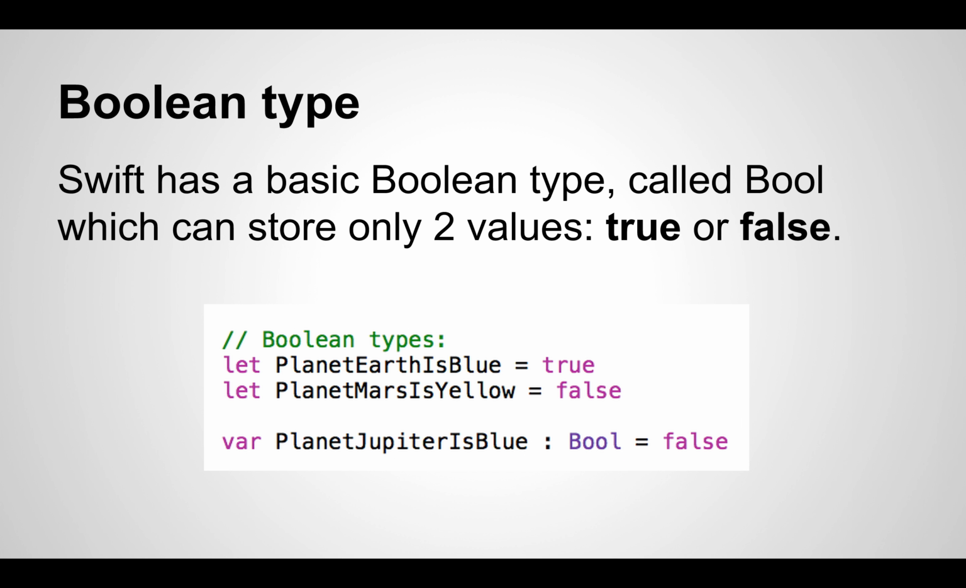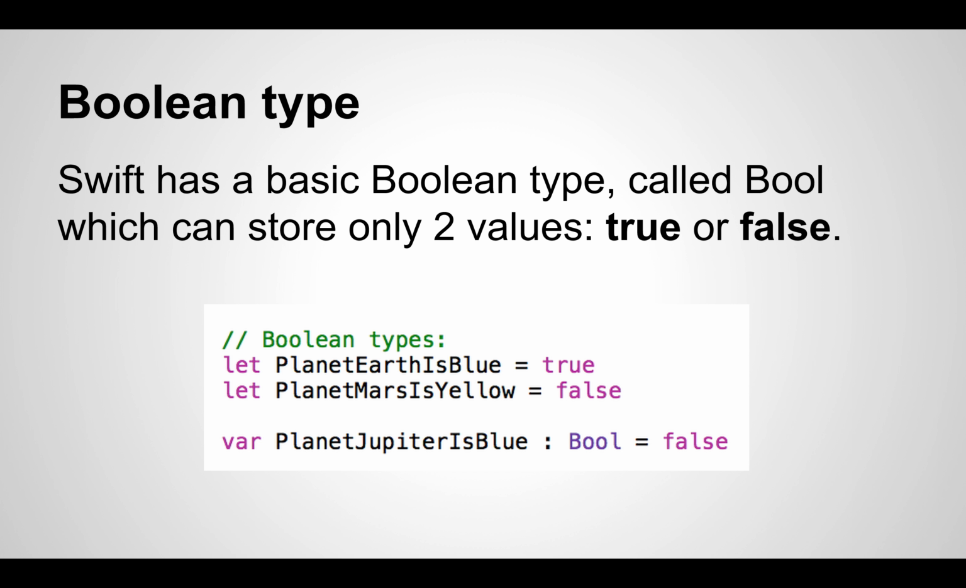Boolean types. Okay, so the type Boolean, Swift has a basic Boolean type. It's called Bool, which can store only two values, true or false. In math, Boole is the person that actually invented that. Sometimes when you ask a question that you can answer by yes or no, or true or false, this is usually a Boolean answer, okay?